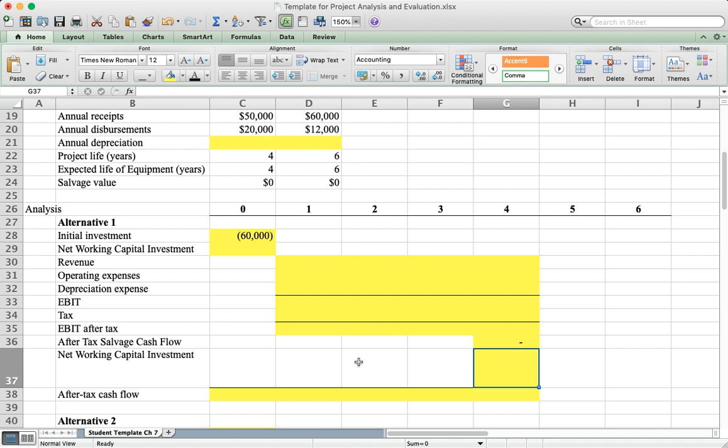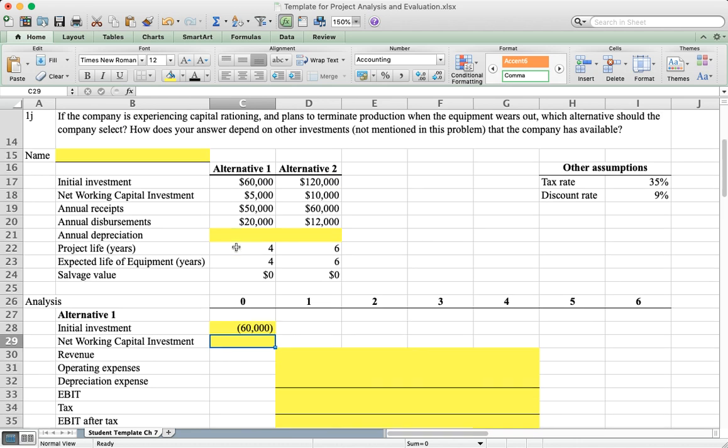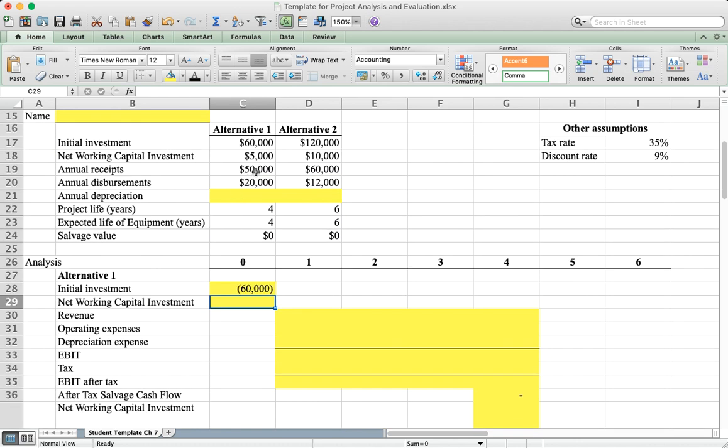Now, most companies would have a net working capital investment in each time period, but I'm just trying to keep it simple. So there's going to be some investment at the beginning, and that same amount gets recouped by the firm at the end. So the net working capital investment for project one is 5,000, so equals the negative of cell C18 here.